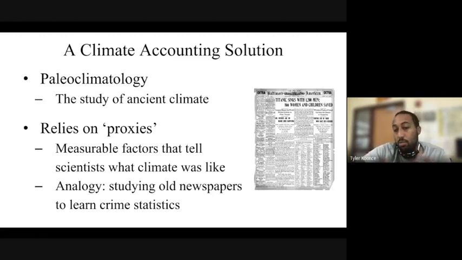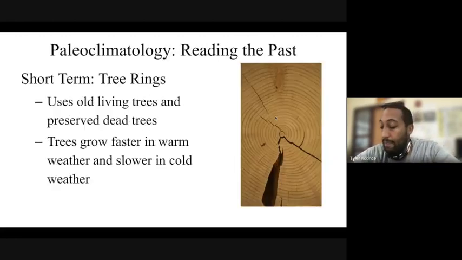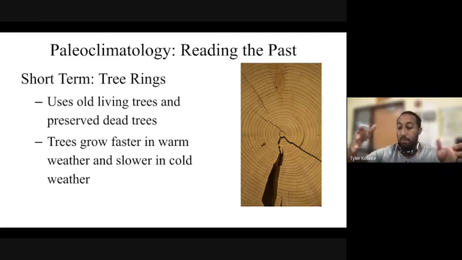An analogy that's used in the example here is studying old newspapers to learn about crime statistics. You can take something that's from the past, read it, see what's going on with it, so that'd be our proxy, and then be able to understand what something was like in the past. In this case, it'd be things like crime statistics, or it could be the amount of people that sunk in the Titanic. So there are different levels: short term, medium term, and long term, and we're going to go through all of those with reading the past.